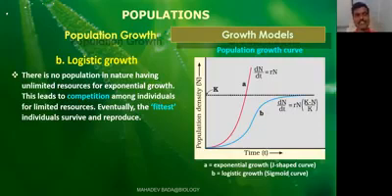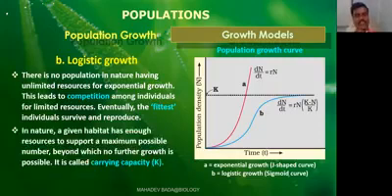This leads to competition among the individuals. As the population increases, the competition also increases for the limited resources. Eventually, the fittest will survive. Individuals survive and reproduce. So, in nature, a given habitat has enough resources to support a maximum possible number, beyond which no further growth is possible. It is called carrying capacity.